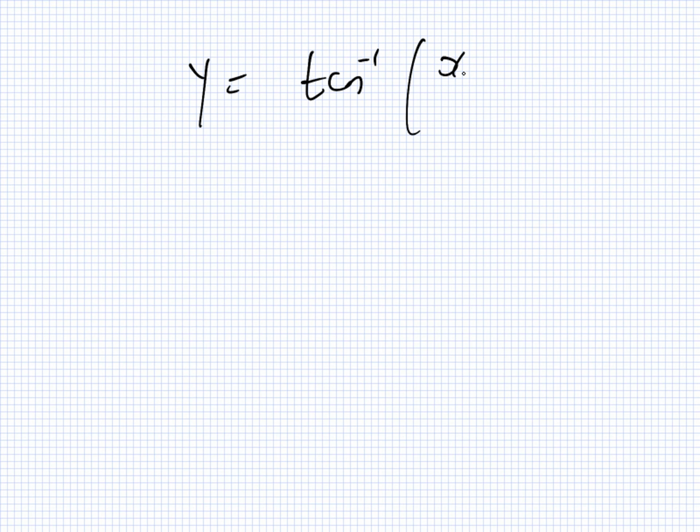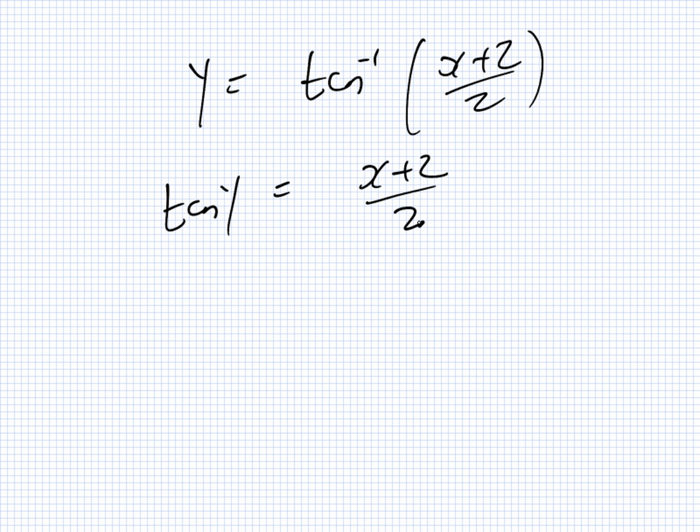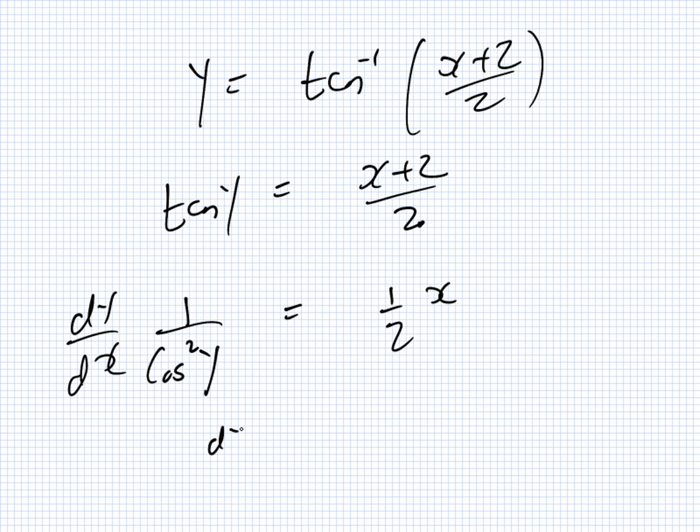Tan inverse of x plus 2 over 2. What would be the best way to do that? We could do the chain rule, or, do you know what, maybe we'll do implicit. Tan y equals x plus 2 over 2. So what's the derivative of tan y? Tan y is 1 over cos squared y, isn't it? And that's equal to a half x. Oh, and of course dy dx. So dy dx is equal to a half x cos squared y.